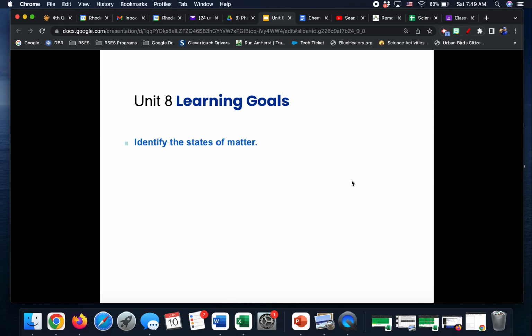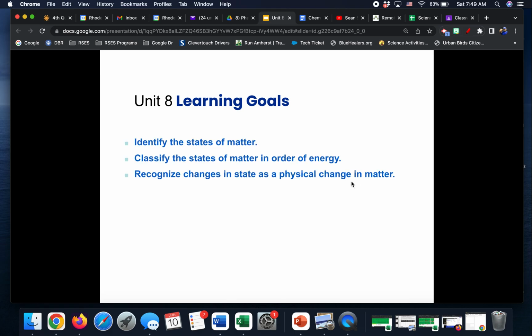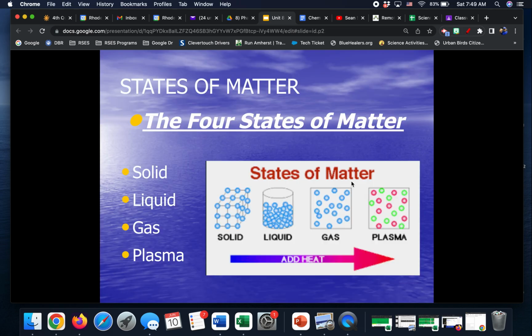8.1. We're going to talk about states of matter. You can read through these, our goals for this unit. Hopefully you know at least the first three, the states of matter being solid, liquid, and gas, but there's also one we'll talk a little bit about, won't have a lot on the quiz, called plasma.